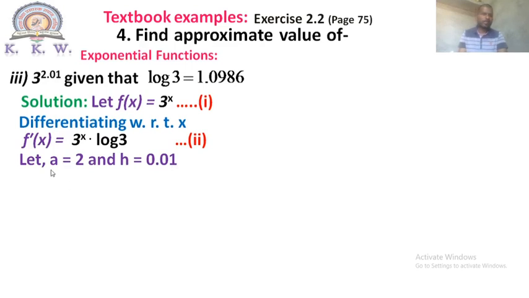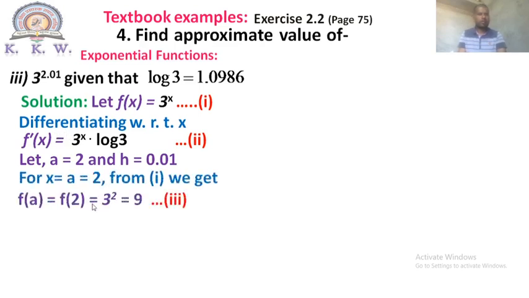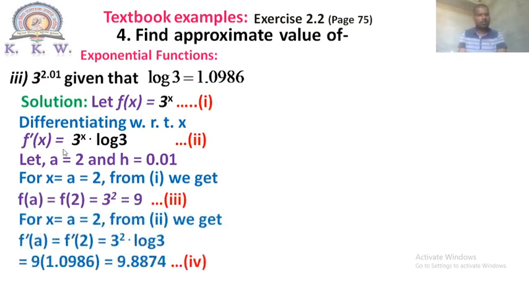Therefore, at x is equal to a is equal to 2, f of x and f dash of x become: f of a is equal to f of 2, 3 square is 9, and f dash of a is equal to f dash of 2 is equal to 3 square into log 3. 3 square is 9 and log 3 is 1.0986. Calculate it, you get 9.8874. Value of f dash of a, f dash of 2, is 9.8874.